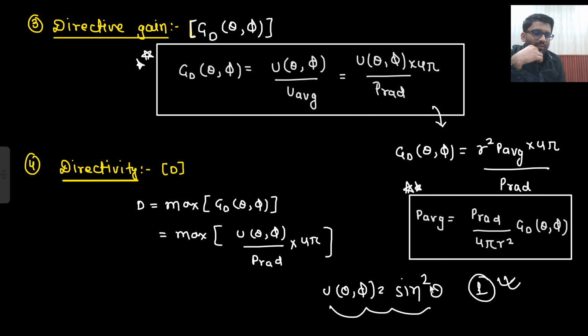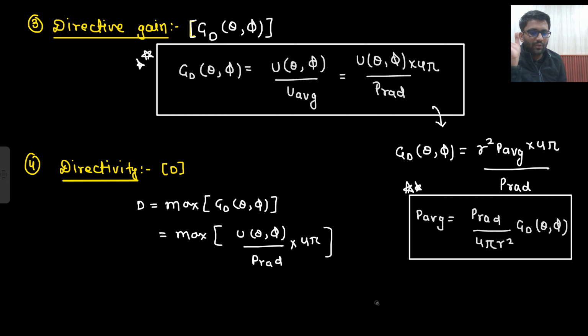Right? If it was U sin square theta into sin cube phi into 1, what will be its maximum value? That will also be 1. It could be 2 here. So what will be the maximum value? It could be 2. So the maximum value could be 1, 2, 3, 4. It could be anything, but it will be a fixed value, right?